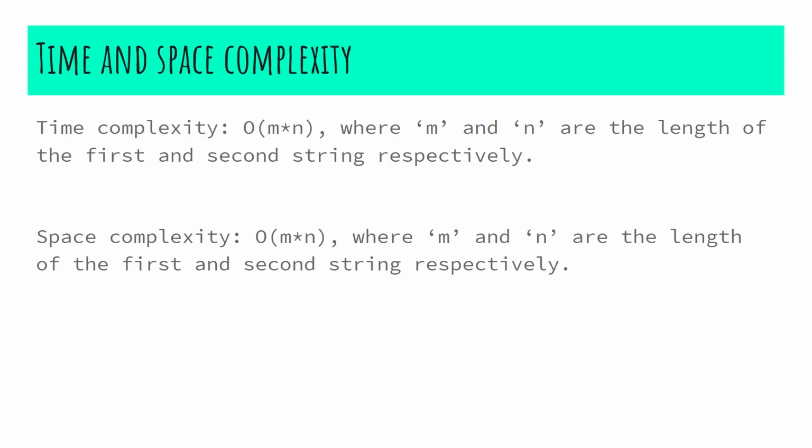The time and the space complexity are order of m into n, where m is the length of string 1 and n is the length of string 2. Since we require order of m cross n space, which will not be suitable if the length of the strings is greater, therefore to reduce this, let's look at another approach.